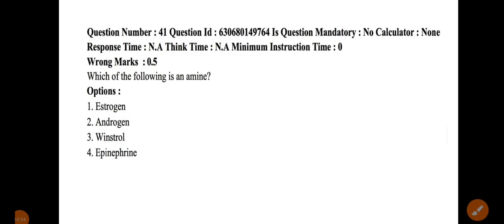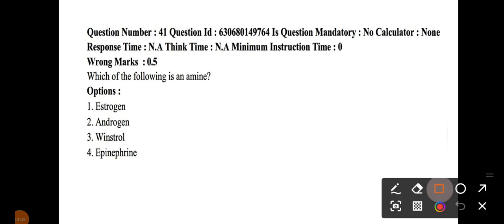Okay, so next one, which of the following is an amine? Estrogen, androgen, winstrol and epinephrine. The name itself indicates that epinephrine is the amine, right? What is epinephrine? Sometimes we call it adrenaline, or noradrenaline; from this category, epinephrine is there, right?